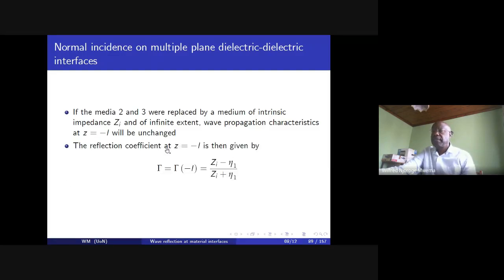So the reflection coefficient therefore at Z equal to minus L, which we define as gamma at minus L, is going to be given by Zi minus eta 1 over Zi plus eta 2, where we are using the expression for reflection coefficients. Now, it's the same as saying that medium 1, or the transmission line with the characteristic impedance eta 1, is terminated by an effective load Zi.